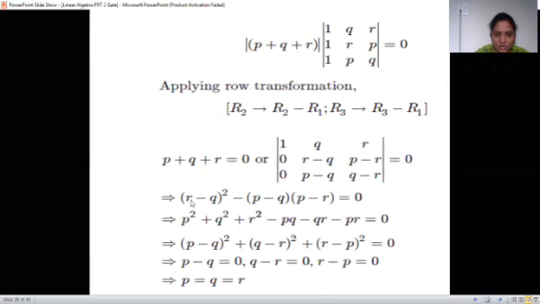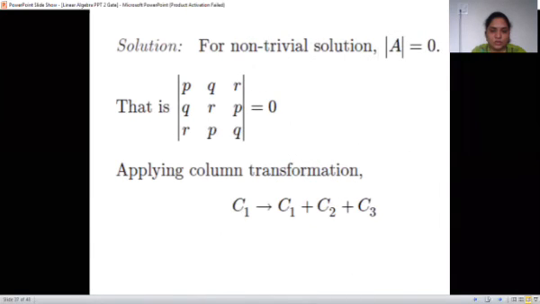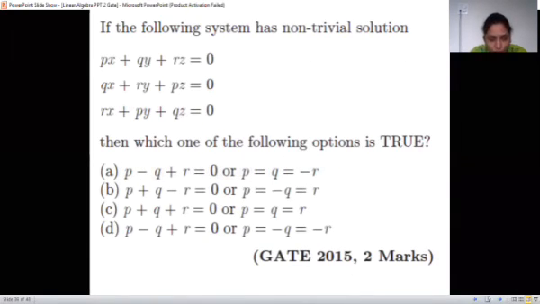So there are two conditions, that is P plus Q plus R is 0 or P is equal to Q is equal to R. So we will go towards options. The options are: P plus Q plus R is 0, and P is equal to Q is equal to R. As there is only one option with P plus Q plus R is 0, from this option only we can write the correct answer.